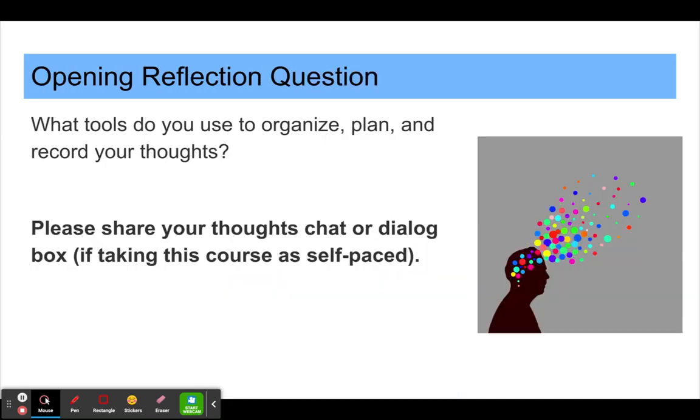So let's get started. Our opening reflection question, as a self-paced version here, a box should pop up. You should be able to respond to the question in the text box. So I would like you to consider what tools you currently use to organize, plan, and record your thoughts, and go ahead and jot those down in the text box that opens up. As soon as you are finished, you'll be able to move on.